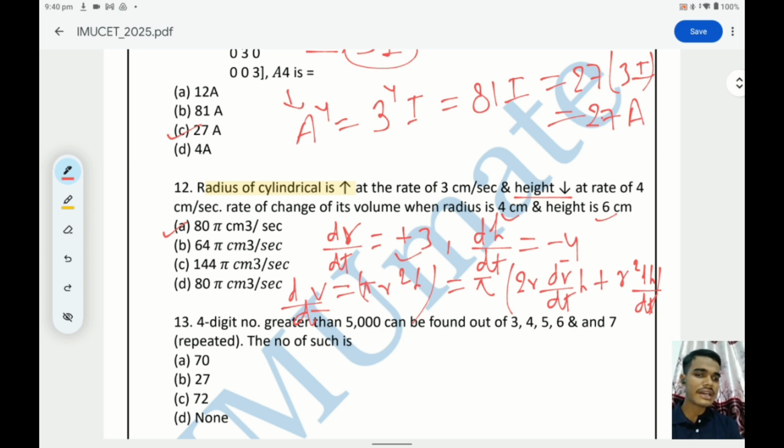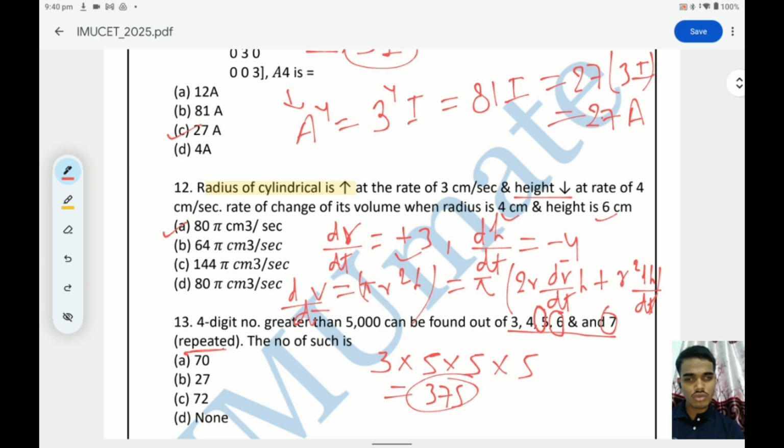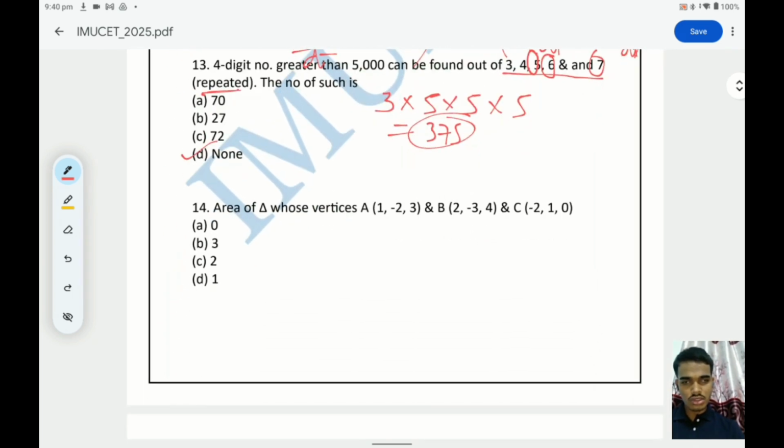A 4-digit number greater than 5000 is to be formed using the digits 3, 4, 5, 6, 7. It means we can put the first digit as 5, 6 or 7, so for the first digit we have three choices. Repetition is allowed, so for the second digit all five options are available, and for the next digits all five options. Then the final value will be 3 into 125, that is 375. So none of them. Next, let's go for the next question.